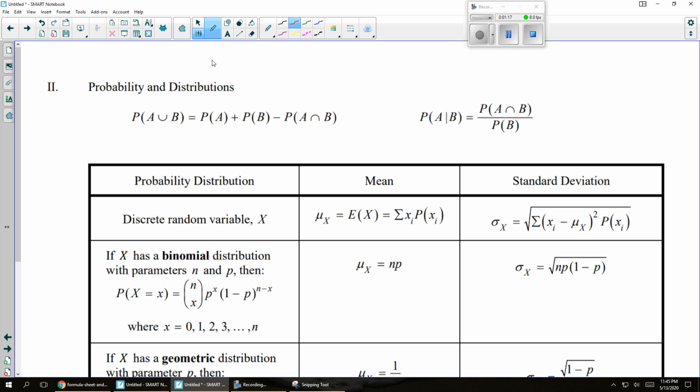On probability, this symbol here, the union, is read OR, whereas this symbol here, the intersection, is AND, and this symbol right here is the conditional, or given that.